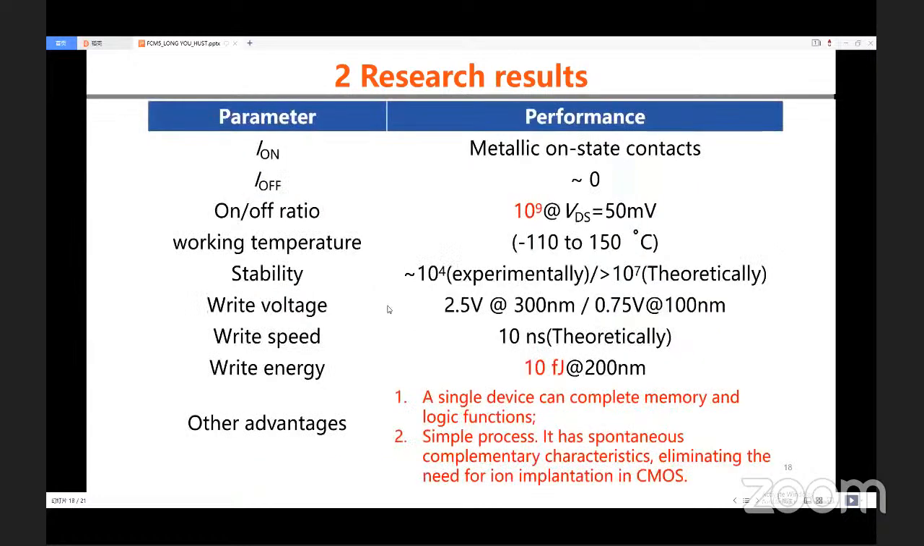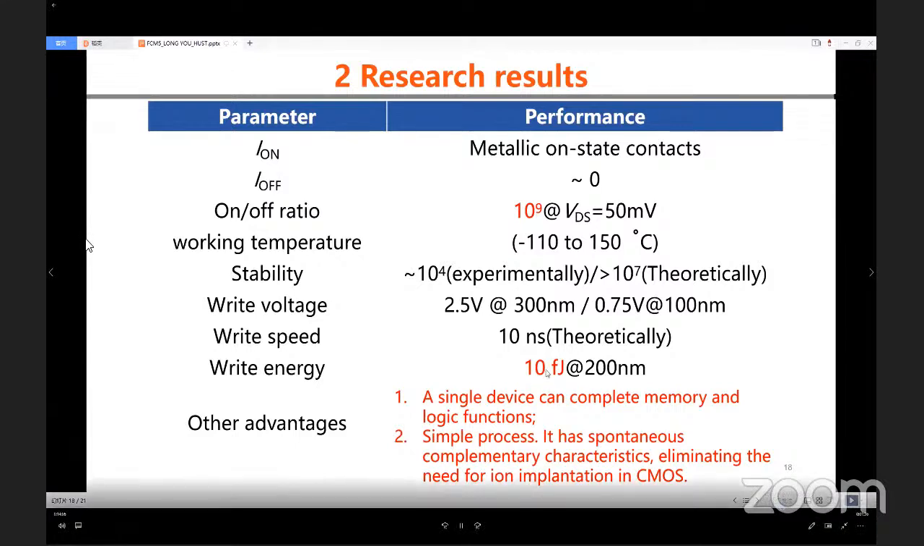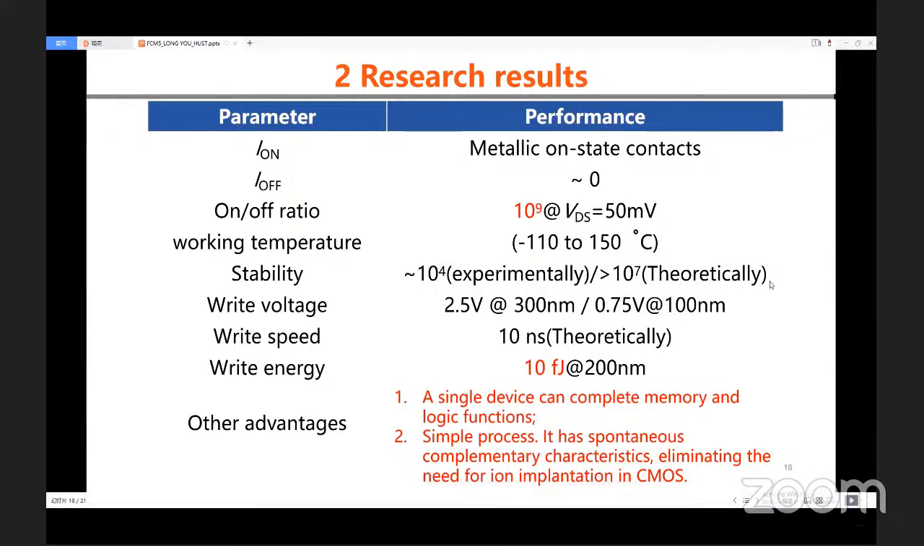This is a summary of the performance of our device. It has a high on-off ratio and a wide working temperature range. This is a calculated low energy. It should be noted that some features are theoretically predicted, which needs further experimental investigation.